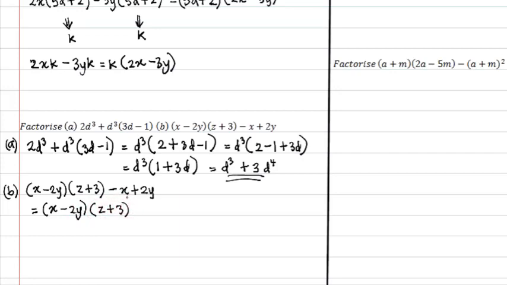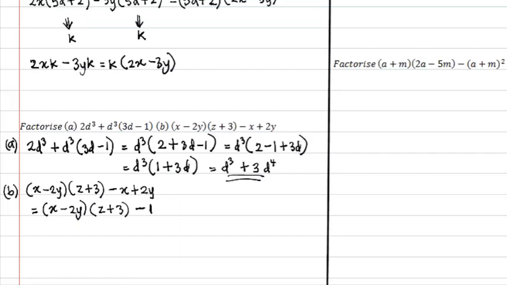Now from here, minus 1, if we check these two, which ones are common? x is here, x is not here, so we cannot use x. 2 is here, 2 is not here, we cannot use 2. y is here and y is not here, we cannot use y. So let's just use 1, because anything multiplied by 1 is still that thing.